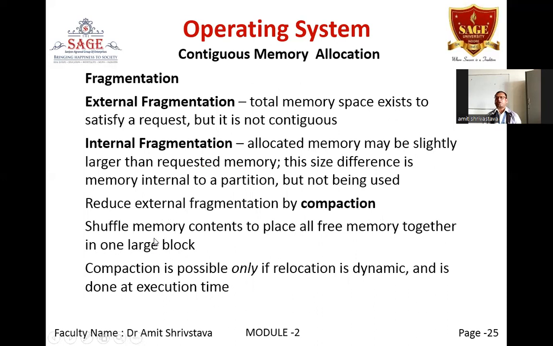Now, fragmentation. There are two types of fragmentation: external fragmentation and internal fragmentation. External fragmentation is when the total memory space exists to satisfy a request, but it is not contiguous. It means throughout the physical memory, different memory spaces are left, but they are not large enough to accommodate any process. Then we call that an external fragmentation. I will explain shortly with the help of the diagram.